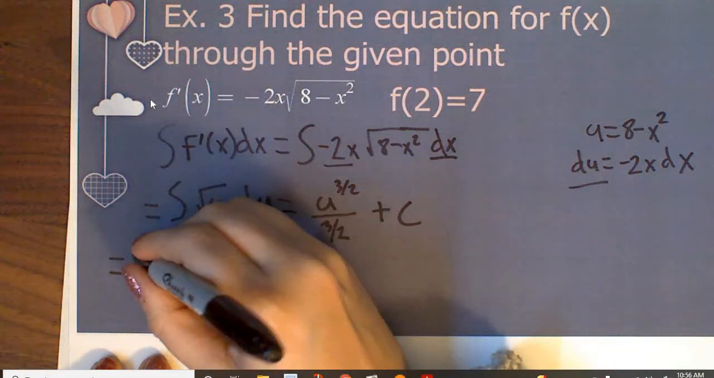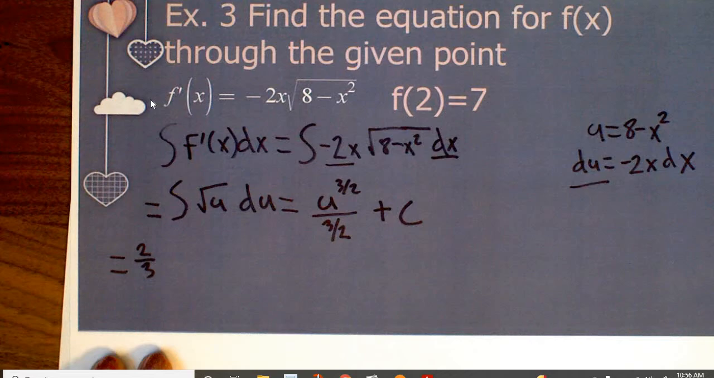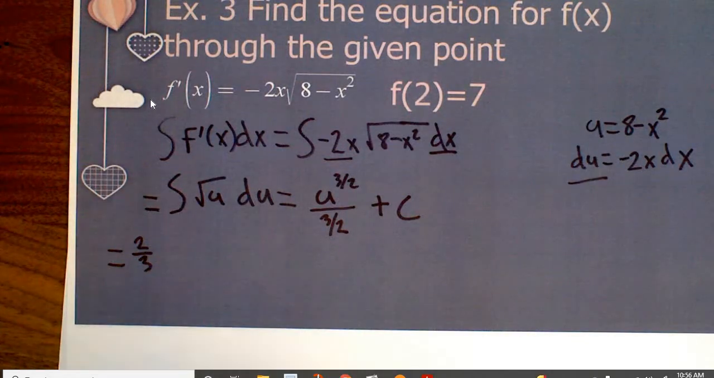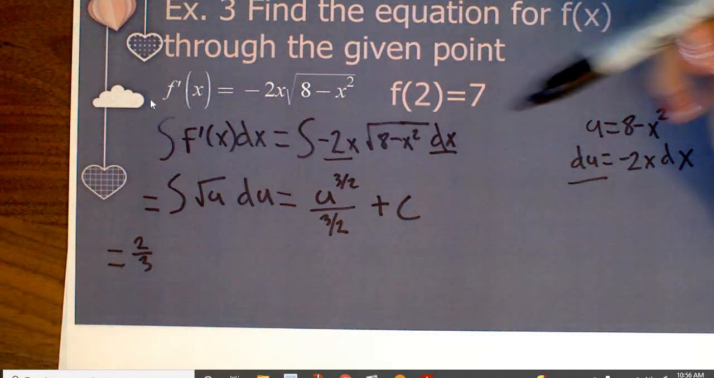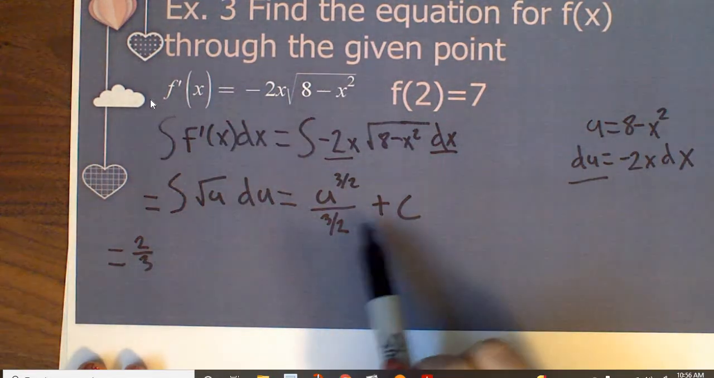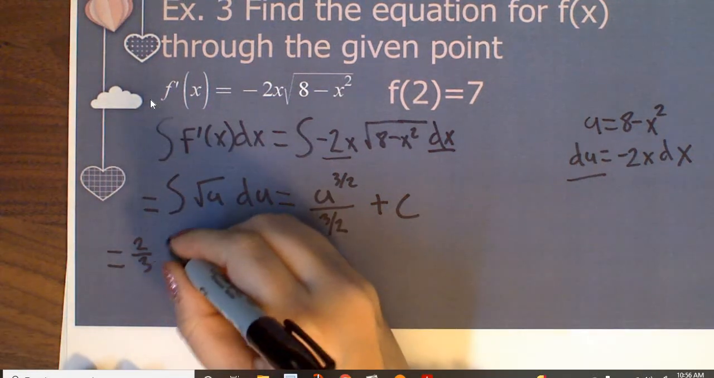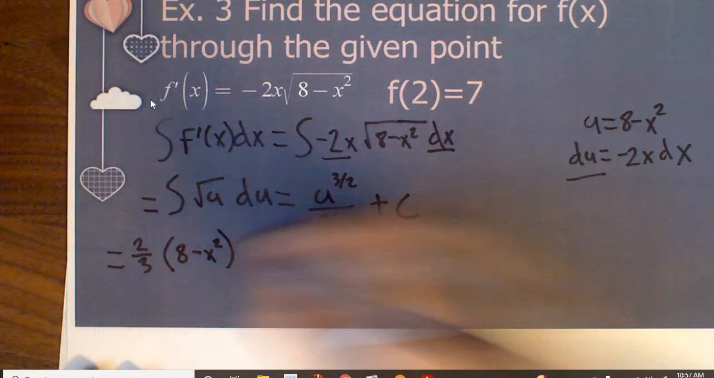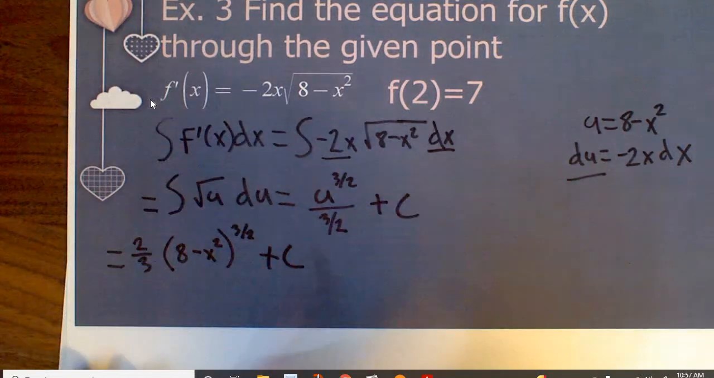Remember that dividing by 3/2 is the same thing as multiplying by 2/3. But because, again, remember we need to be able to plug in our condition, we do have to convert it back to x's, because this condition is in terms of x's, not in terms of u's. So in order to solve for my c, I need to plug that back in. So I would have 8 minus x squared to the 3/2 plus c.